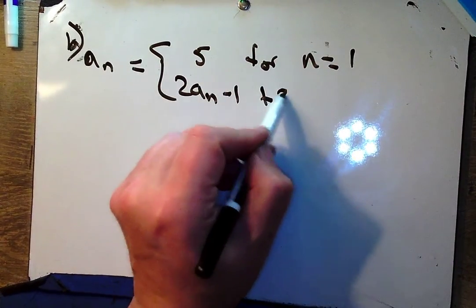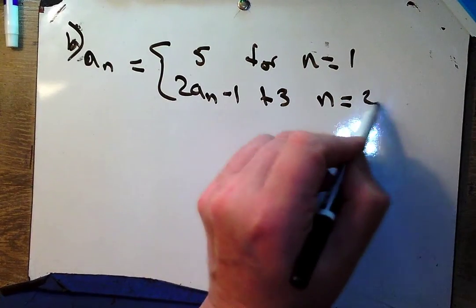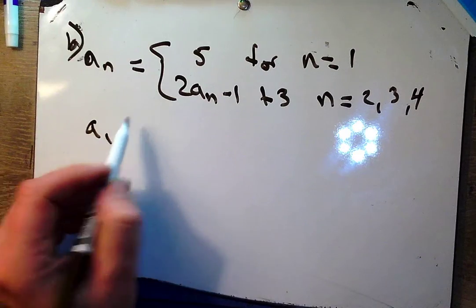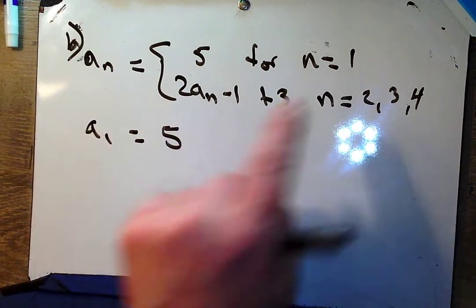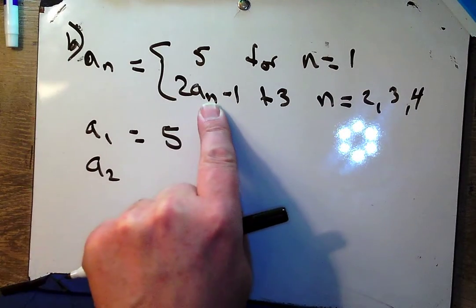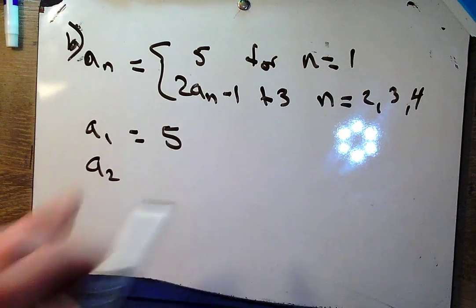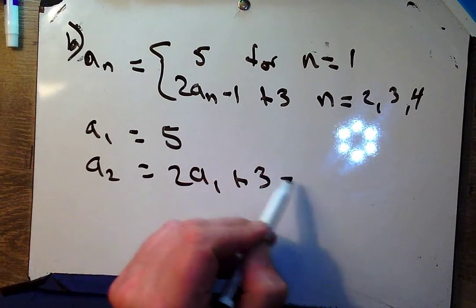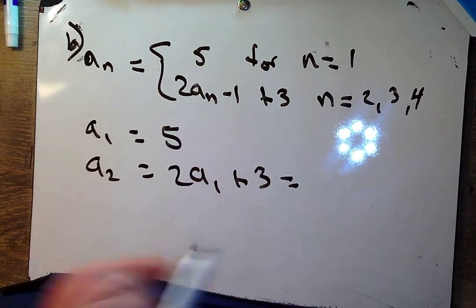B says a sub n equals 5 for n equals 1, and a sub n equals 2 times a sub n minus 1, plus 3 for n equals 2, 3, and 4. Okay, well, we know a sub 1 is 5 because of this. A sub 2, however, if I plug a 2 in there, 2 minus 1 is 1. So it's going to be 2 times a sub 1 plus 3.